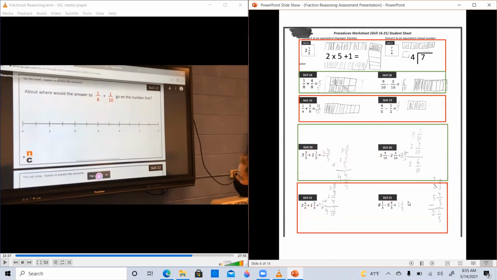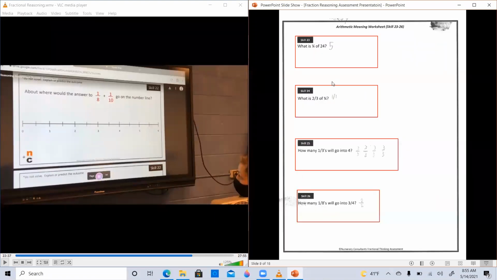In skill 21 and 22, not only is it adding and subtracting mixed numbers with unlike denominators, it also involves, when you're adding, creating a new whole. Do they know how to group and make that new whole? Subtracting, they have to ungroup a whole to help them subtract. So that's what that measures there, okay?